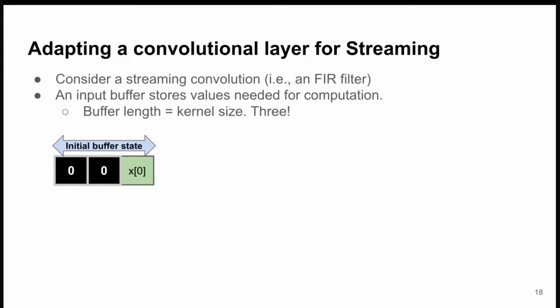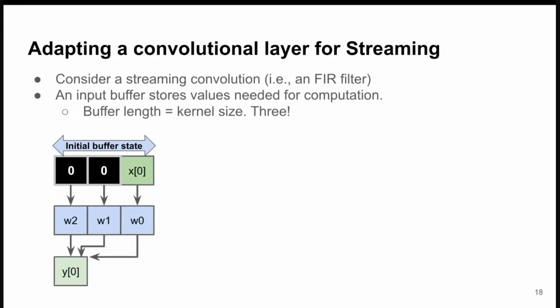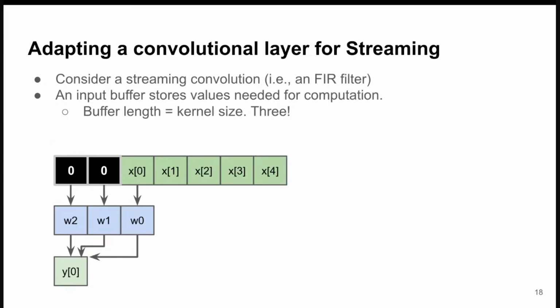So if we take a look at the initial buffer state that we have for an FIR filter of size 3, the initial buffer state when we receive the first sample looks something like this. We have all zeros, and then we have the first audio sample there. And that's great because we can compute convolution, right, and get an output, y0. And we can continue this with more samples.